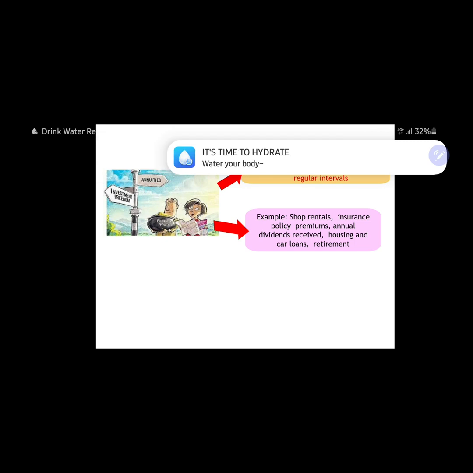Annuity is a series of equal payments made at regular intervals. Examples are shop rental, insurance policy premiums, annual dividends received, housing and car loans, and retirement. It's like when you rent a house. Every month, let's say you have to pay rent of RM1,000. So every month you have to pay RM1,000. That is the annuity.